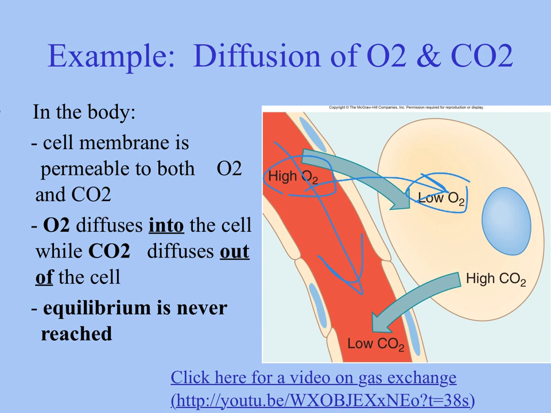And since cells are constantly using oxygen to produce energy and carbon dioxide happens to be a byproduct, there's going to be a high concentration of carbon dioxide in the cells, but a low concentration of carbon dioxide in the blood that's returning back to the lungs. So you're always going to have this concentration gradient that's going to pull carbon dioxide from the tissues into the blood.